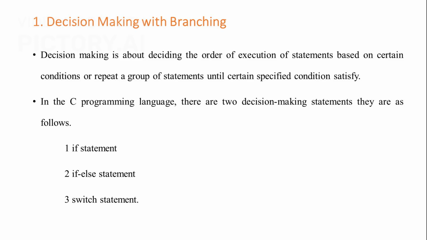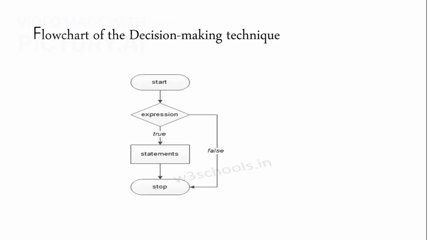Decision-making in programming involves executing statements based on conditions. In C, we use if, if-else, and switch statements to control the flow based on specified conditions. Here's a flowchart illustrating the decision-making technique, showing how expressions are evaluated to direct the flow of statements.